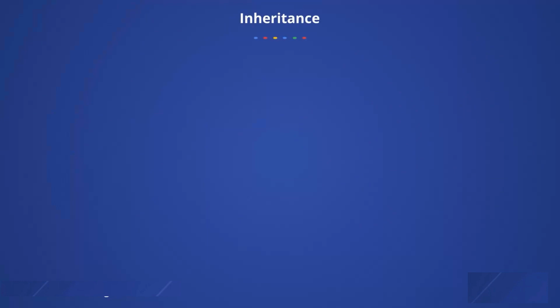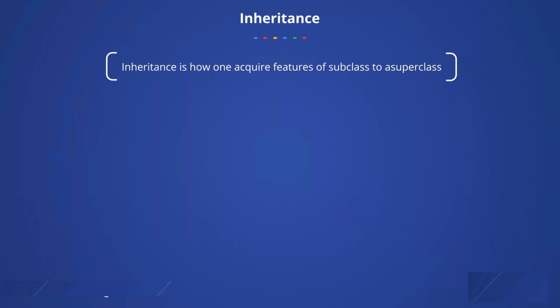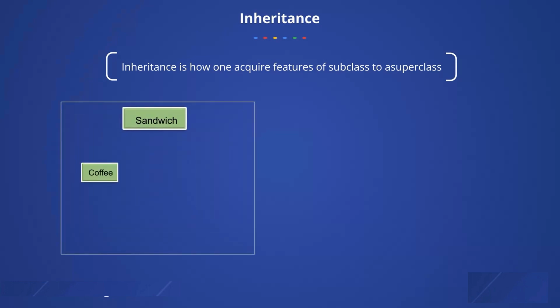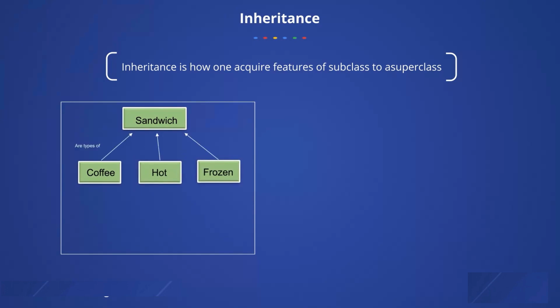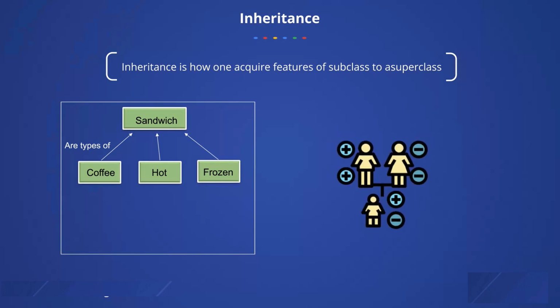Now coming to inheritance. Inheritance is about how you acquire features of a superclass in a subclass. Here, I can take a sandwich with a coffee, a hot coffee or a frozen coffee, any one of them. So it is like the sandwich inheriting from coffee, hot coffee, frozen. Besides this example, we inherit some features from our parents, like our mother or father, and sometimes from our uncles. That is an inheritance: you acquire property from somebody above you, your ancestors.